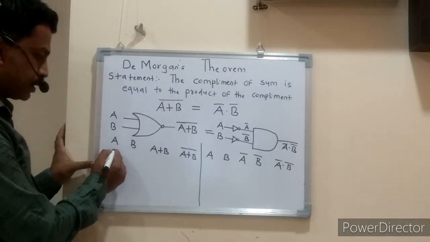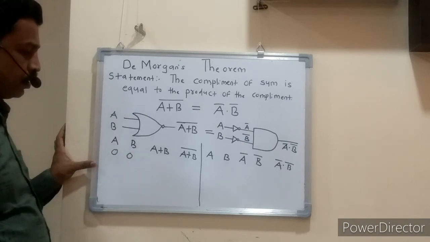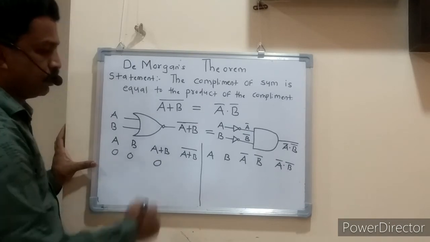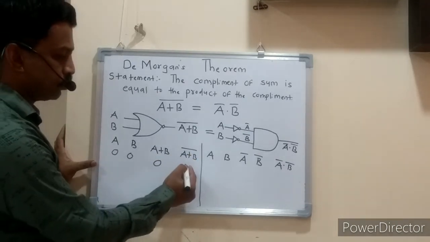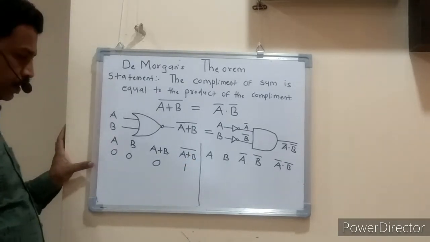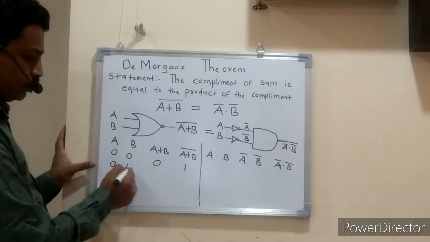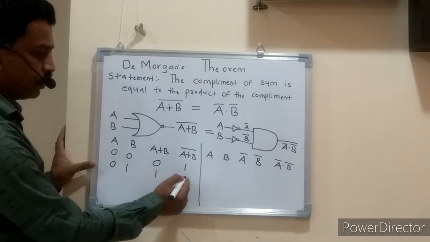So the first case is 0 0. If both are 0, a plus b is 0, 0 plus 0 is 0, and the complement of 0 is 1. Okay, next one, 0 1, 0 plus 1 is 1, complement of 1 is 0.